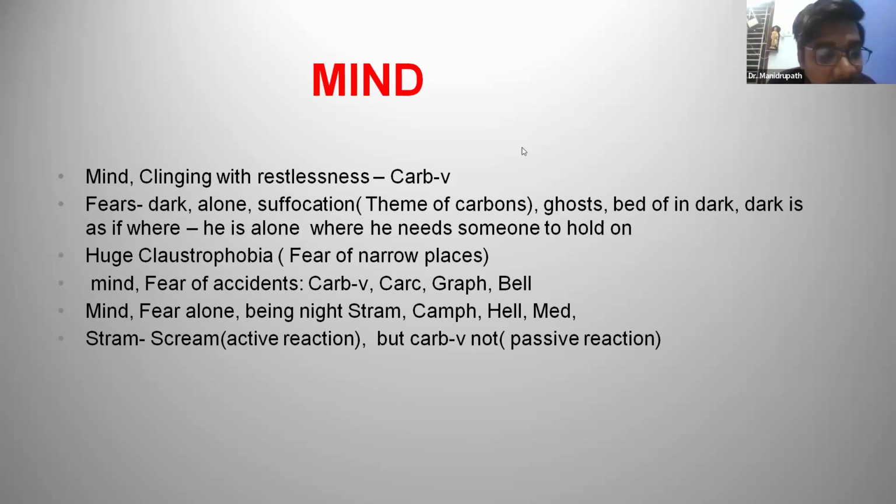Huge claustrophobia, fear of narrow places, fear of accidents: Carbo veg, Carcinosin, Graphites, Belladonna. Fear of being alone at night, like Stramonium, Camphor, Helleborus, Medorrhinum. In Stramonium, there is a lot of screaming, active reaction, but Carbo veg is more passive because of sluggishness. They are in fear, they are in some accident, but they cannot scream because of sluggishness, because of that passive reaction. But we can understand he or she is Carbo veg by examining the cold sweat, pale face, weakness. This is the beauty of the Carbo veg mental state or mind.